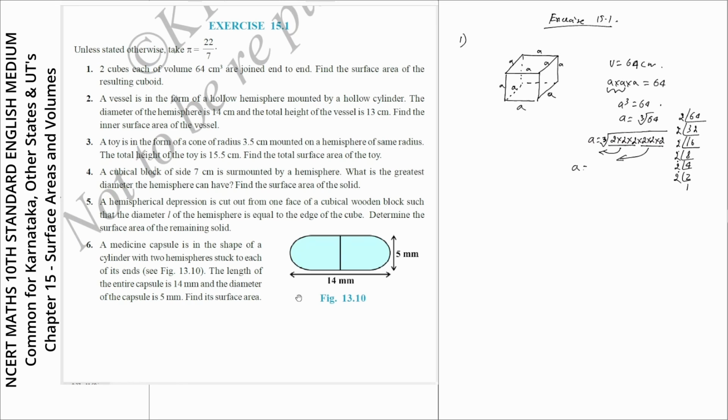So A becomes 2 into 2, which is 4, into third root of 1, and third root of 1 is 1 only. So 4 into 1 is 4. So actually each side of this cube is 4 centimeter. Now two cubes are joined.